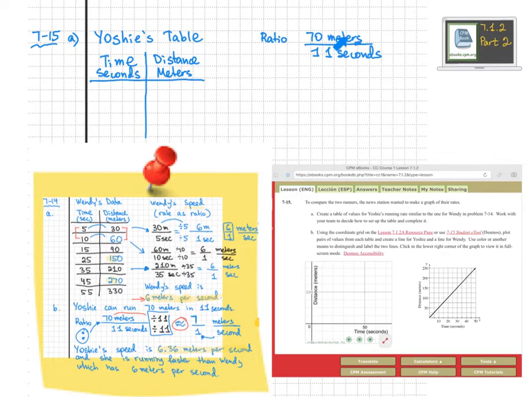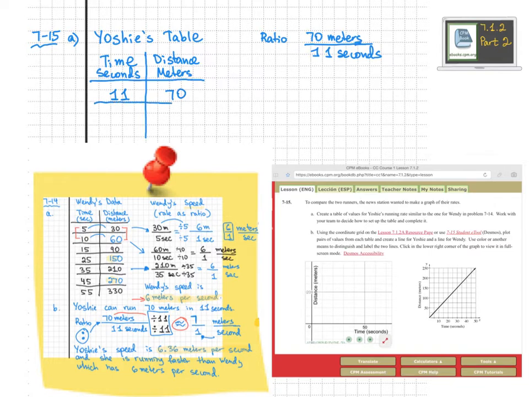Now, 70 meters belongs to the distance, so we want to write the 70 here. And the 11 seconds is time, so we want to record it over there. Now, remember we also estimated, but then we found it exactly as 6.36. But we want to use the exact information right now. So let's record it. So 11 seconds will go under that, and it's related to 70 in terms of meters.